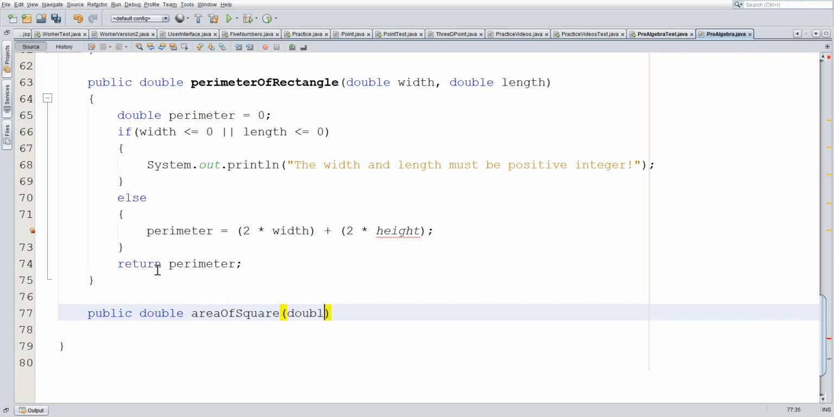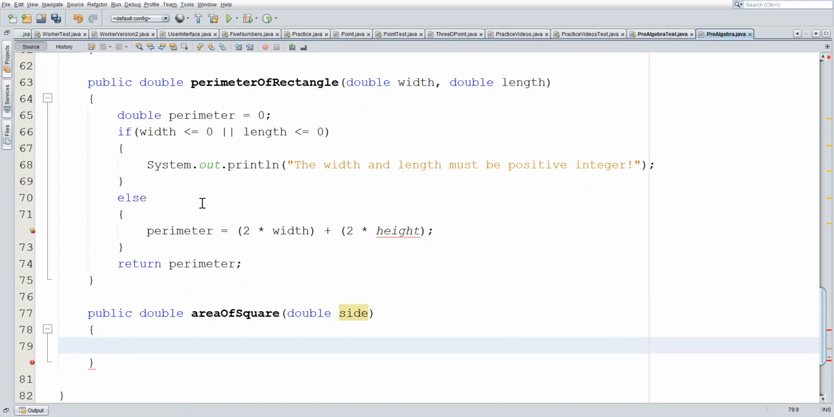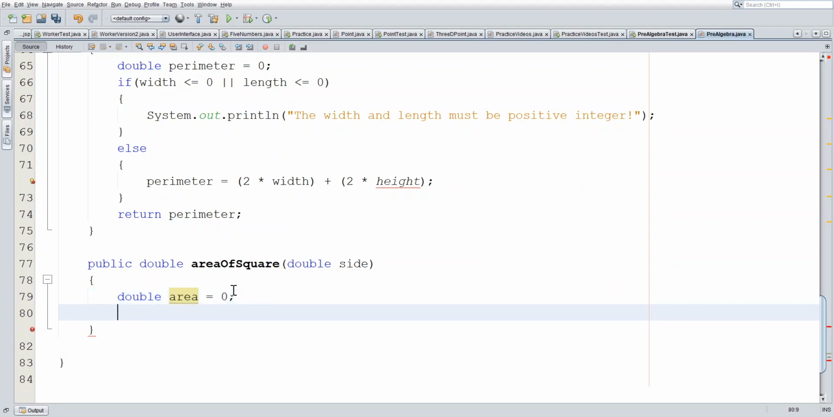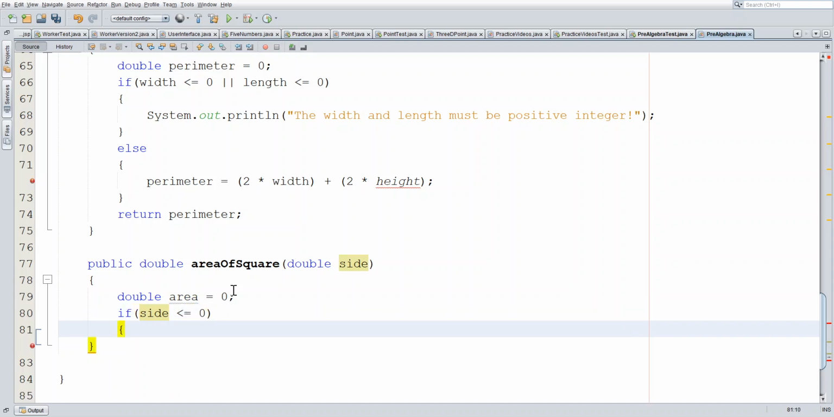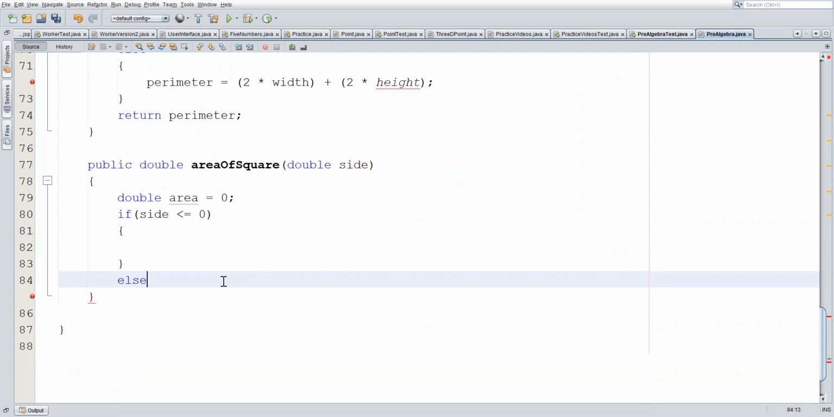Now for this one, we just need to put double side because all sides of the square are the same, right? Now we need a place to store our area, so hopefully, this concept is starting to get redundant and repetitive, which is really nice because then we're practicing something and hopefully something's clicking in your head. So anyways, double area is equal to 0. We need a place to store the value. Now if side is less than or equal to 0, do something, right? So we'll go ahead and program that now. Else, do something else, right?